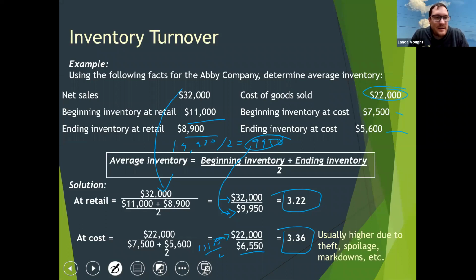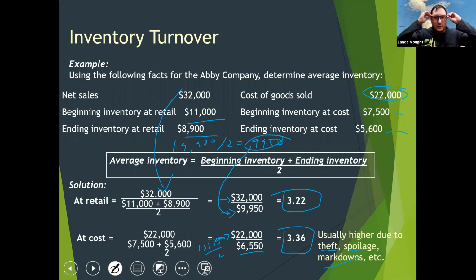So why is that happening more frequently? Well, the analysis is because people steal stuff, so you lose inventory there. You break stuff, you lose inventory there. You liquidate, you lose inventory faster because you're trying to get rid of it.